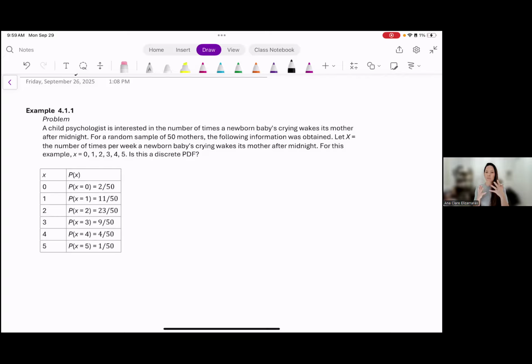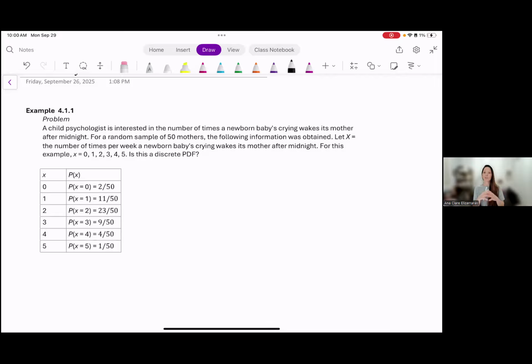X, the random variable we're talking about, is the number of times per week a newborn baby's crying wakes its mother after midnight. So this is discrete because you're counting the number of times the mother can awake. It's not a continuous distribution. It's either 0 times in the middle of the night, 1 time, 2 times, 3 times, 4 times. So you're counting how many times that could happen, which makes this discrete. And then there's the associated probabilities based on the data that they collected.